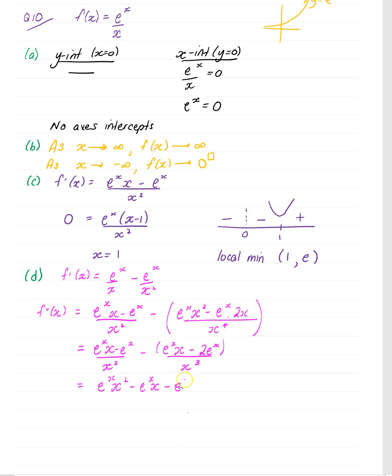Take now all of this, e to the x plus 2e to the x. And that is all over now x cubed. I can pull out my common factor of e to the x. So I get x squared minus, I've got minus 1 e to the x times x, take another e to the x times x, so that's minus 2 e to the x times x, but I've pulled out that e to the x, so it's minus 2x plus 2 all over x cubed.